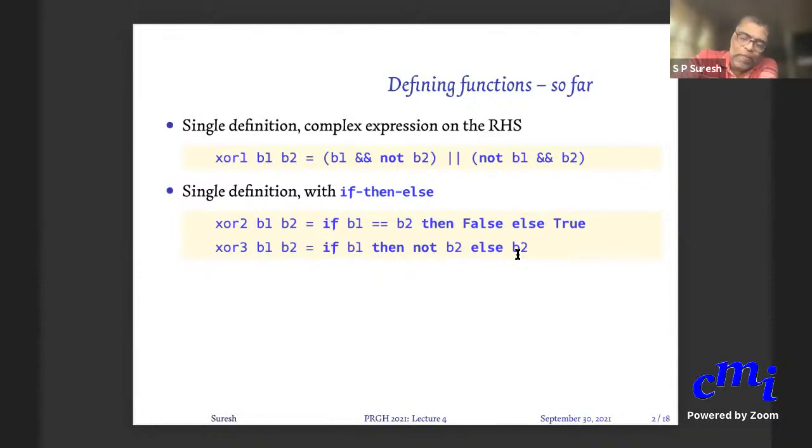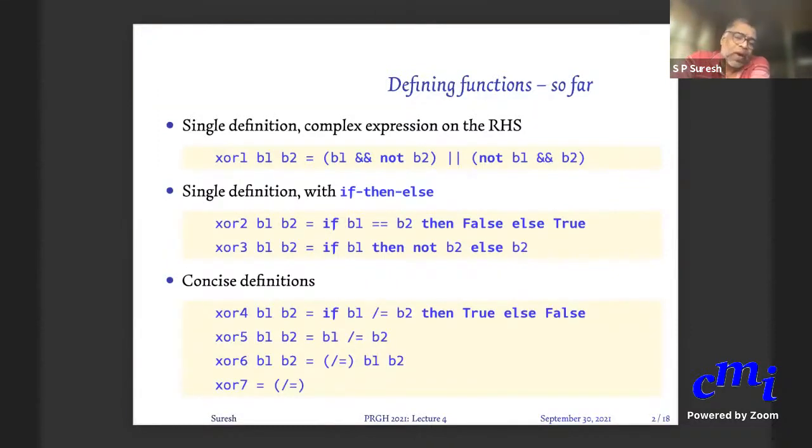This we saw. So please stop me at any point of time if you're doubtful about something. Then you can have variants of these, which are like concise definitions. So here is another function, XOR 4, where you flip if B1 is equal to B2, then false, else true. You flip that and say if B1 is not equal to B2, then true, else false. And this is nothing but checking whether B1 is not equal to B2. If B1 is not equal to B2 is true, you are returning true; if it is false, you are returning false. So you are in effect just returning the result of the comparison B1 not equal to B2.